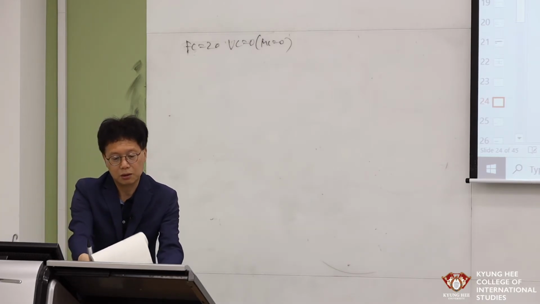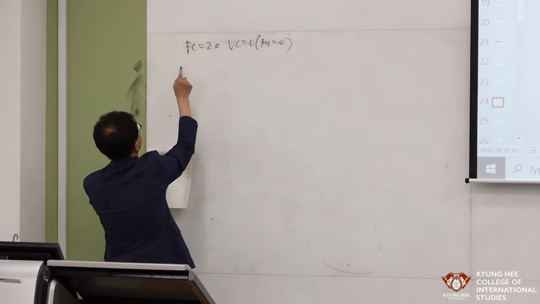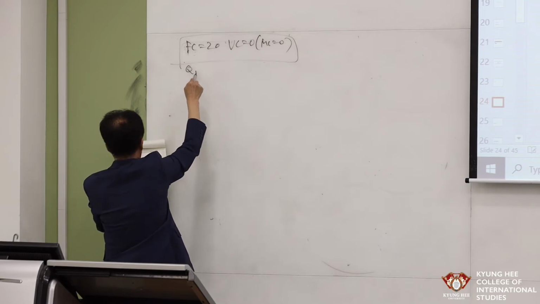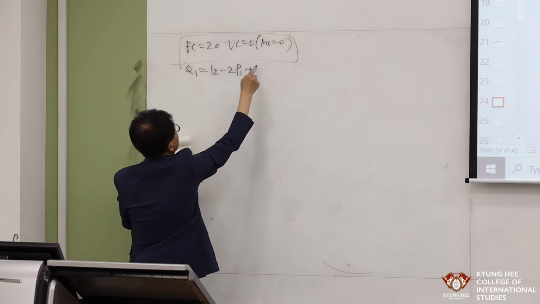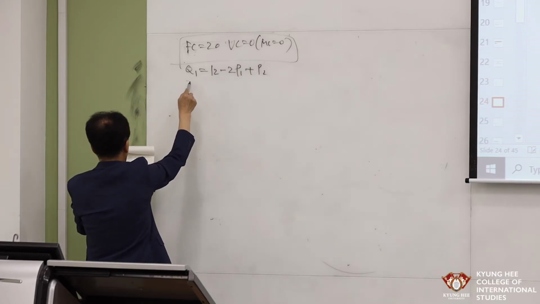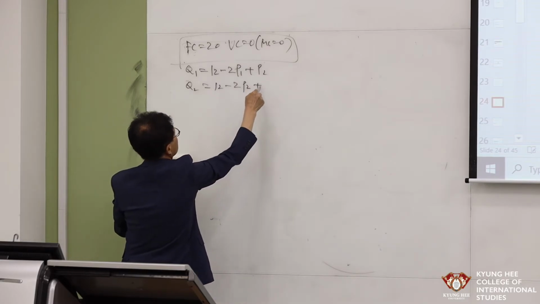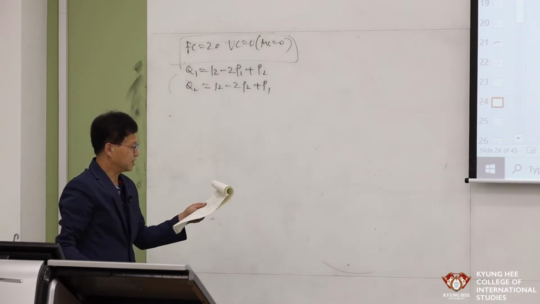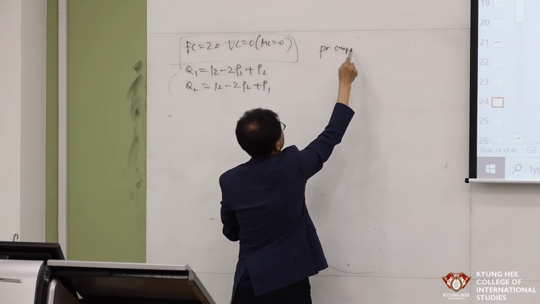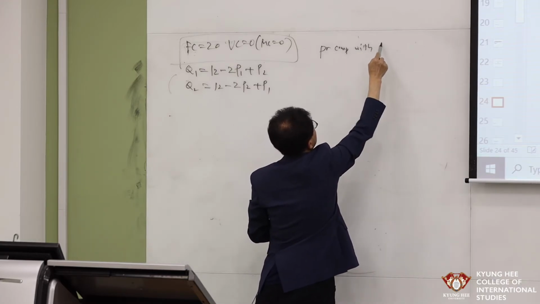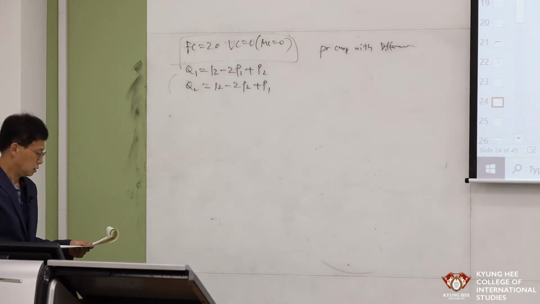Firm 1's demand curve is Q1 is equal to 12 minus 2P1 plus P2. And firm 2's demand curve is Q2 equal to 12 minus 2P2 plus P1. That is an example of price competition with differentiated products.